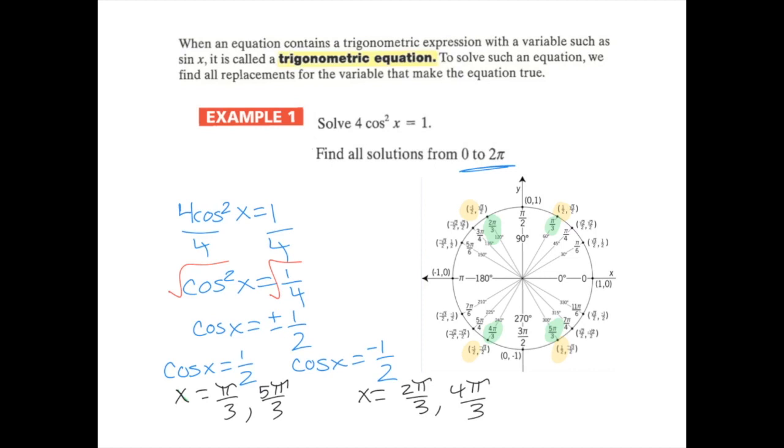And we do want to list all of these solutions because it asks us to find all solutions from 0 to 2 pi. So you can see how helpful it is to have the unit circle when working through trigonometric equations.